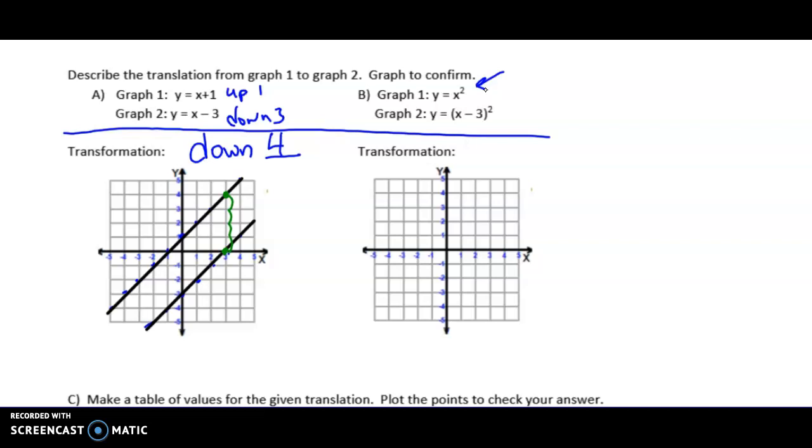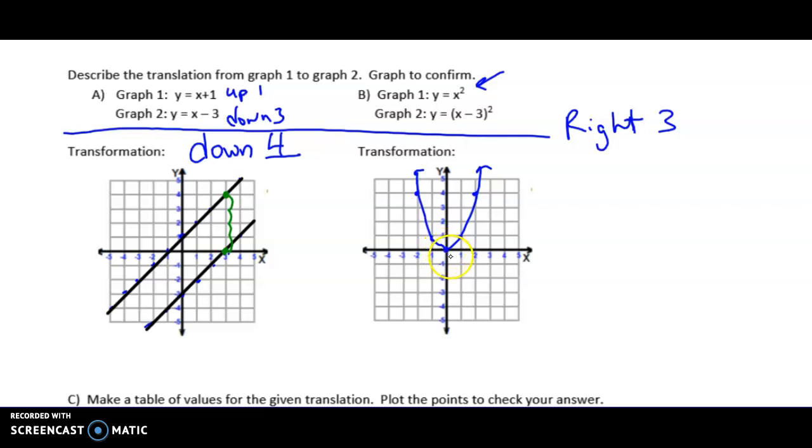Think of what y equals x squared looks like. It's that parabola. Remember 0, 0, 1, 1, 2, 4, negative 1, 1, negative 2, 4. Okay, so we want to know what is going on from that graph to the graph number 2. So since we have the minus 3, we're just going to the right 3 units.